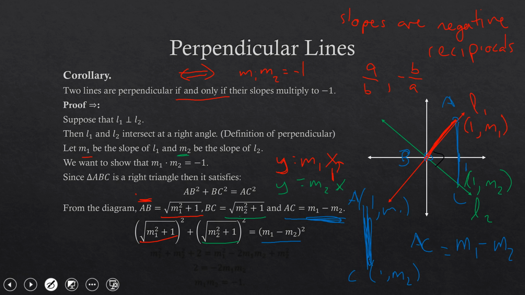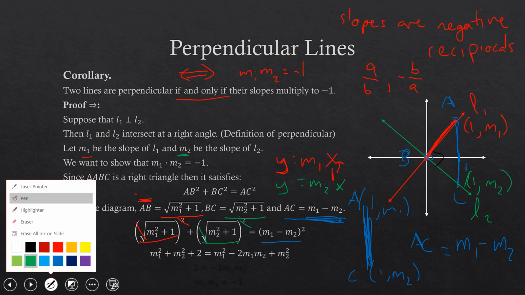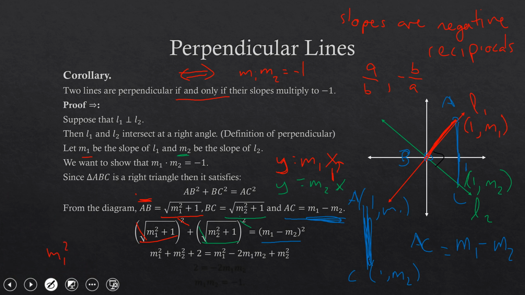Okay, so what happens when we square each of these? When we square this guy, we're going to cancel the root. So this cancels our root, and that gives us m1 squared plus 1. When we square this guy, we're going to cancel the root again, and that gives us m2 squared plus 1. So we get m1 squared plus 1 plus m2 squared plus 1, and that's equal to m1 squared plus 1 plus m2 squared plus 1. You can see that that's equal to m1 squared plus m2 squared plus 2, because the ones combine.